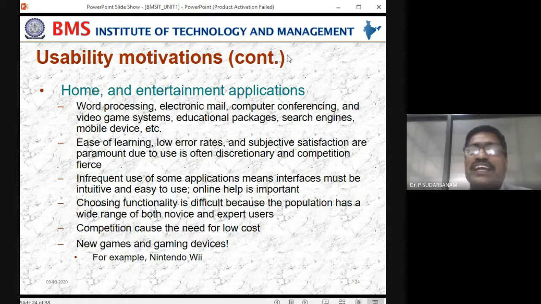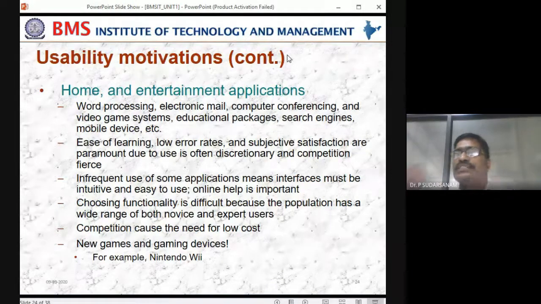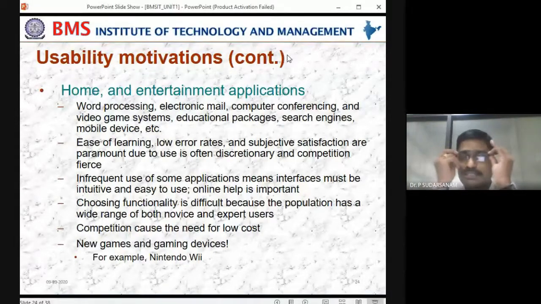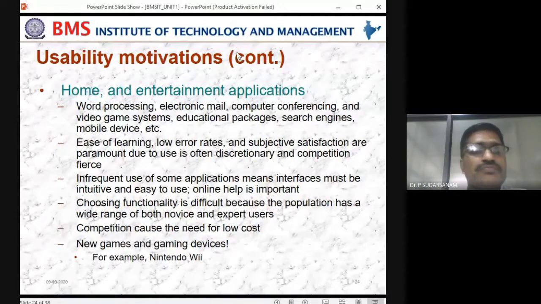Entertainment is nothing but, even if you forget some names, we go to Google, type something, and the related information we get and enjoy. All these things are called home and entertainment applications. Sitting at one place we are doing all these things. So even now you can say many things. That's what I told you, recharging mobiles, all these things. That is word processing with respect to systems.